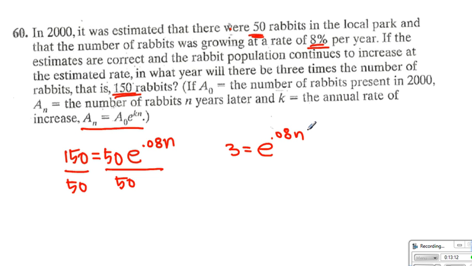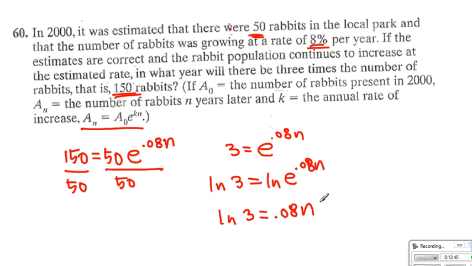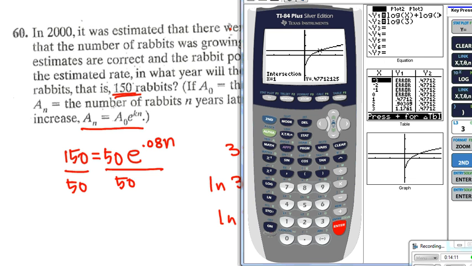Now, if we rewrite this, we can take the natural logarithm of both sides, because the base is e here. Then we use the power rule: ln of 3 is equal to 0.08n times ln of e. ln of e, as we realized, is equal to 1, so we can cancel that out. Then n, finally, by dividing each side by 0.08, is ln of 3 divided by 0.08. That becomes our answer. Even though that is our answer, if you were to look at the value, it would be something like this.